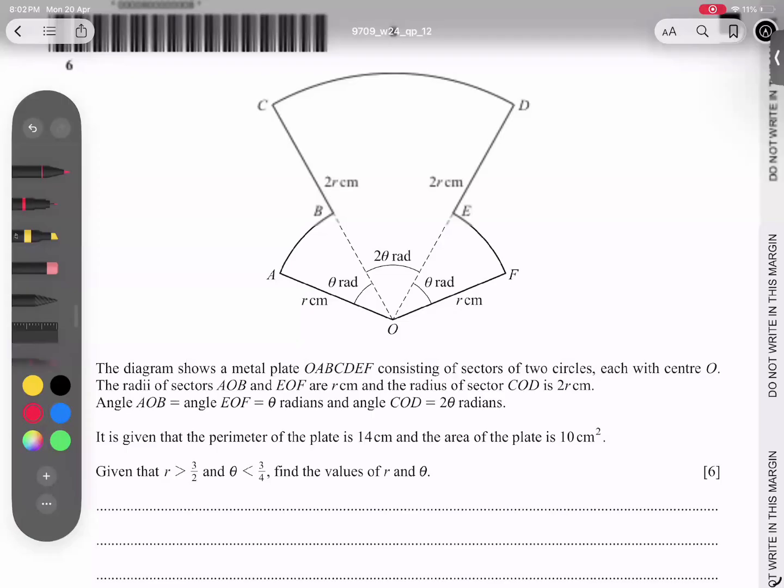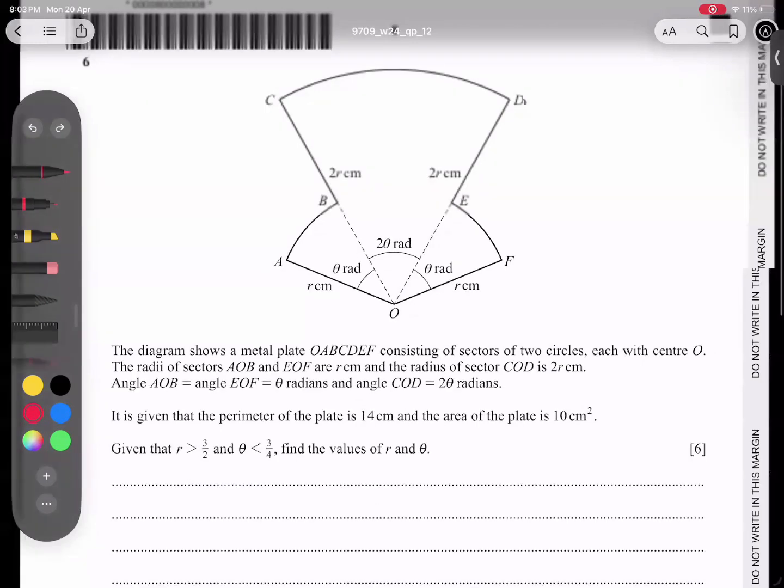Question number 6, students. And what a question we have, we can see a diagram with a lot of things given. The perimeter of the plate is given as 14, so this plus this is equal to 14. And the area is given as 10, so the area of two small sectors and one big sector is equal to 10. This is very clear.